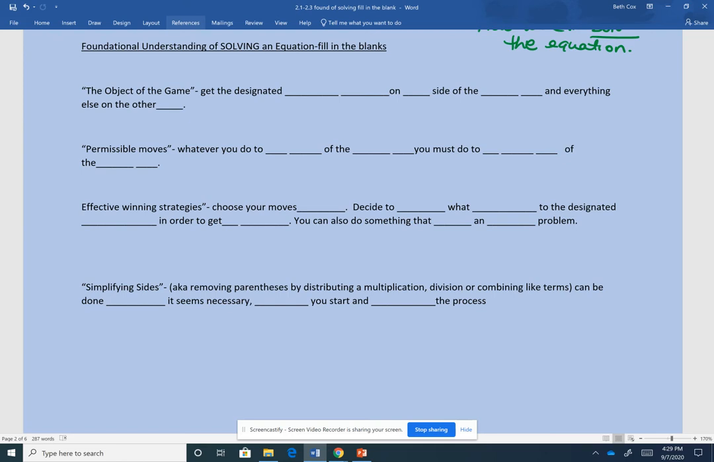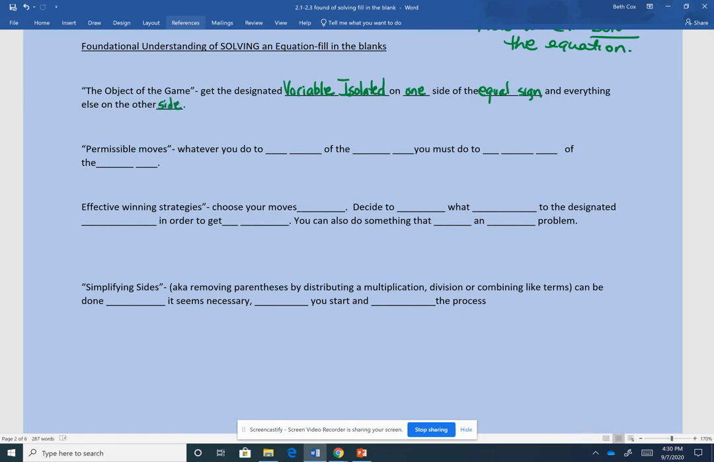So not everybody will do every problem exactly the same way, but the idea is the same. The object of the game is to get the designated variable isolated on one side of the equal sign and everything else on the other side.